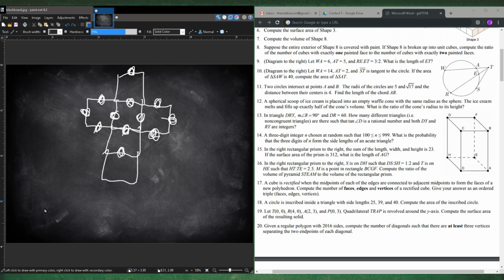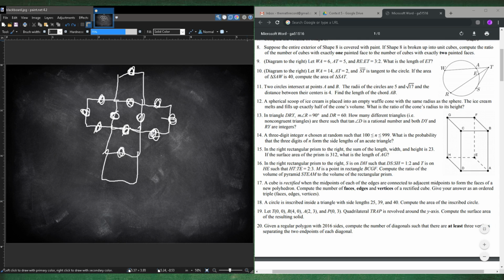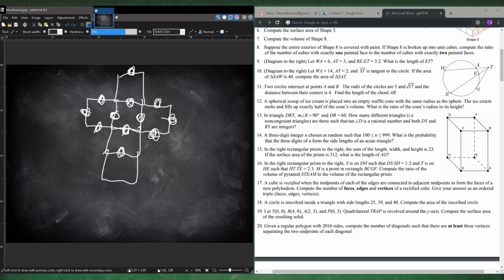And now we just need to count the number of edges. I don't know, I erased it. Why did I erase it? Oops, no.